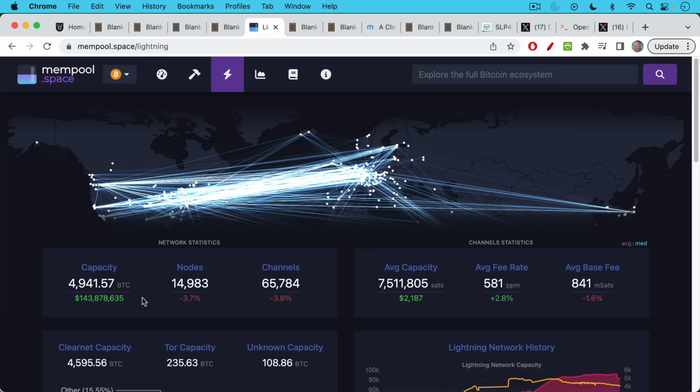Right now, we have almost 5,000 Bitcoin locked up on the Lightning Network. That's $143 million worth of capital on the network. We have almost 15,000 nodes and almost 66,000 channels. And we can see here a global map where the Lightning Network extends all across the world: North America, South America, Europe, Asia, Africa, etc.